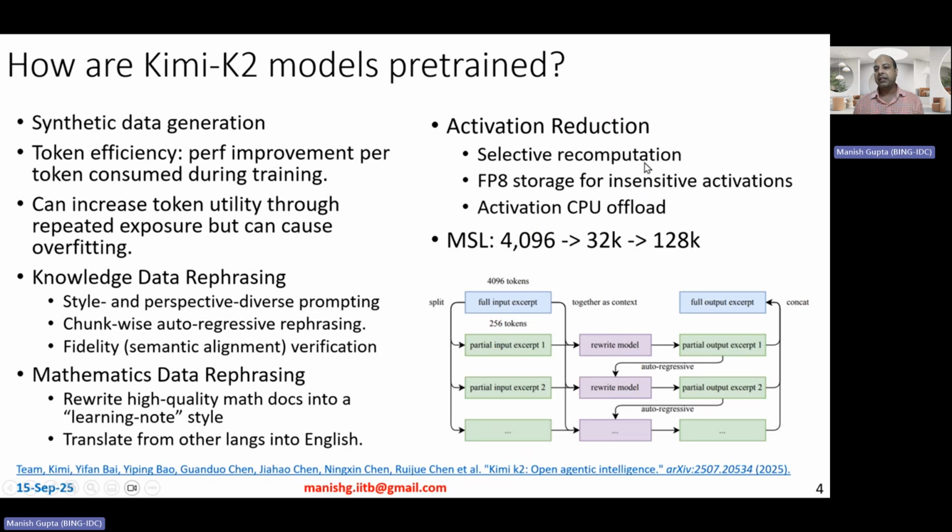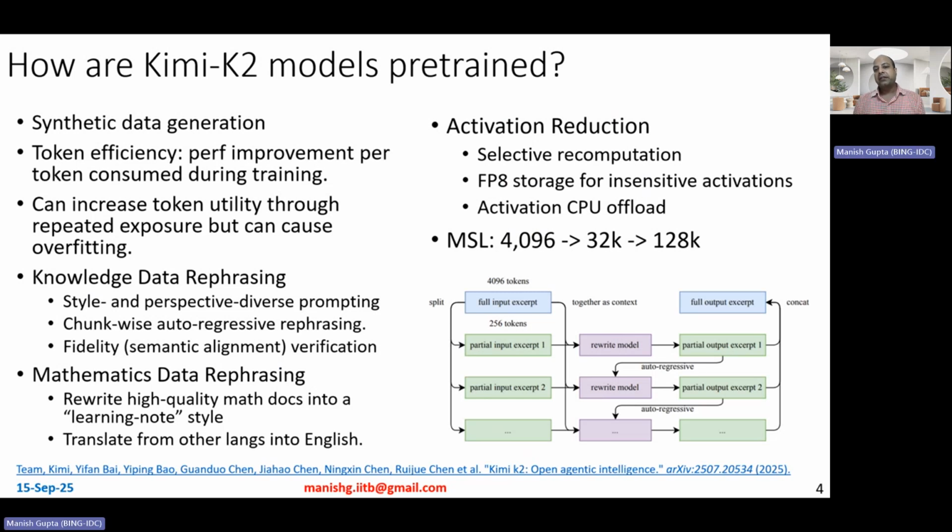One, they do selective recomputation, so they don't store everything. In fact, they recompute some things as and when they are required. They also use FP8 storage for insensitive activations, thereby saving space by quantization. And then they also do activation CPU offload. There is a process which continuously monitors what can go to CPU, so they offload some of those things to CPU.